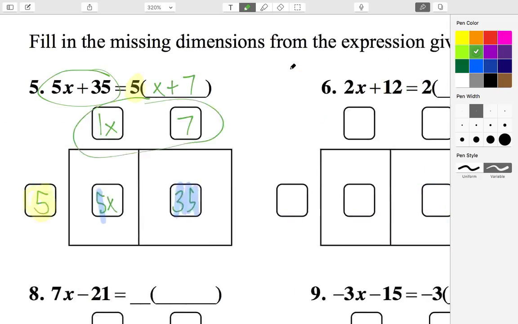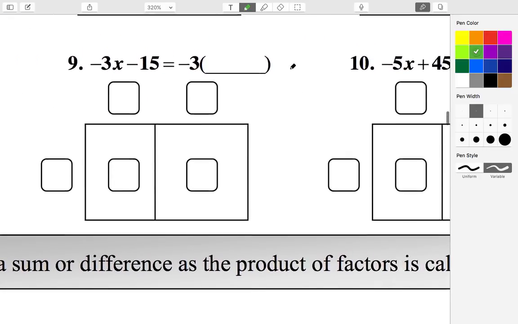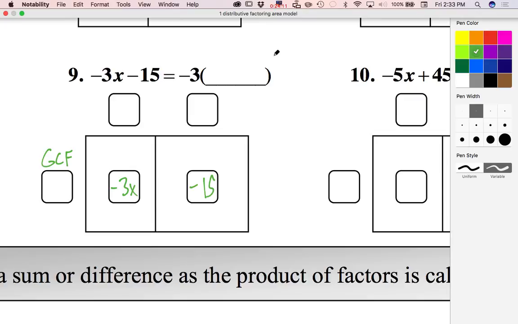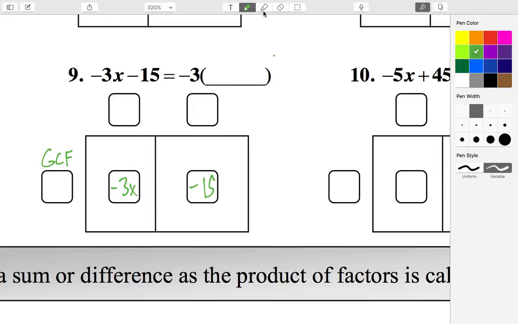Okay, number 9. You have negative 3x minus 15, so you have negative 3 times what? So we're going to put negative 3x minus 15. What is your GCF? Are there any x's in common? No. So we're only looking at the numbers. So go back up. We're only looking at the numbers. So we have negative 3, negative 15. Negative 3 is what is in common. Negative 3 times what gives you negative 3? That would be a positive 1.